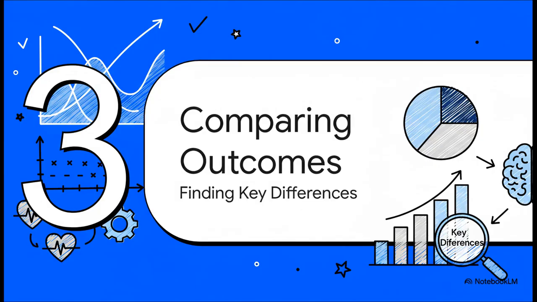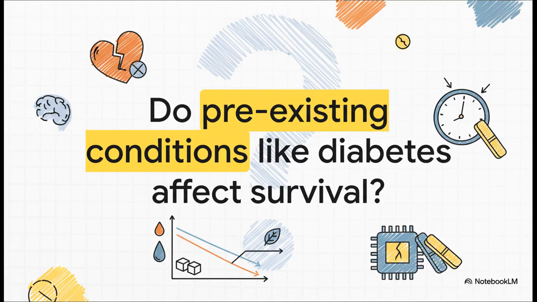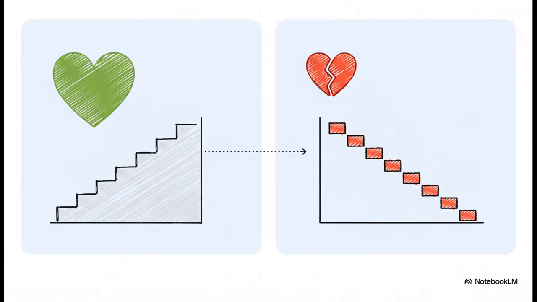Seeing the overall picture is powerful, for sure. But the real magic of survival analysis happens when you start making comparisons. Can we find patterns that might explain why some people have worse outcomes than others? So let's ask a really specific question. Does a pre-existing condition, something like diabetes, have a real impact on a stroke patient's survival? Well, with survival analysis, we can literally split our group in two and build a separate survival staircase for each one. And wow, the results are striking.